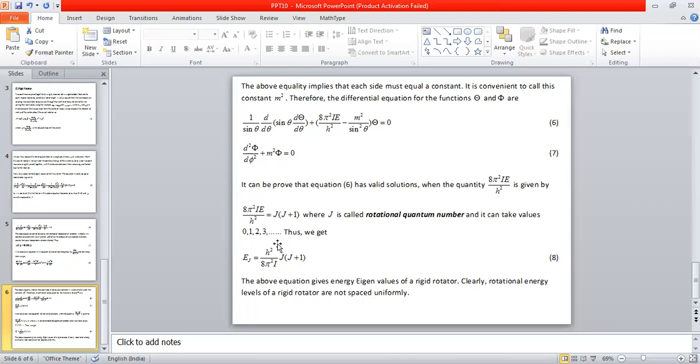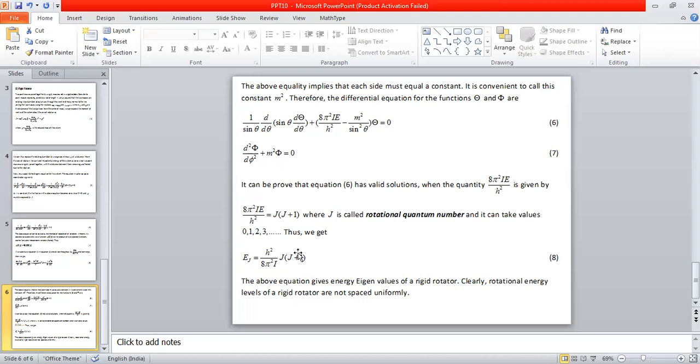But unlike the linear harmonic oscillator, the rigid rotator matches the classical result, which says that when J is equal to 0, EJ is also 0. That means our rigid rotator is not rotating at all, and that corresponds to the ground state. Similarly, if I substitute J equal to 1 here, we end up with the energy of the first excited state of the rigid rotator. If we substitute J equal to 2, we get E2, the energy of the second excited state of the rigid rotator, and so on.